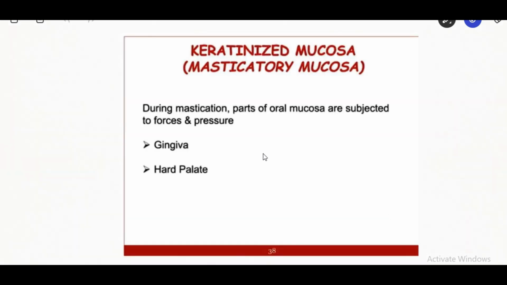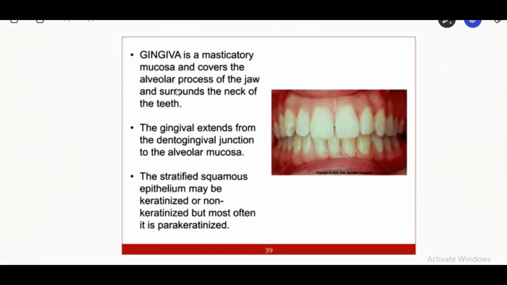The keratinized mucosa, or the masticatory mucosa. During mastication, parts of the oral mucosa are subjected to force and pressure. That is why it is known as masticatory mucosa. It is seen in gingiva and hard palate. The gingiva is a masticatory mucosa and covers the alveolar process of the jaw.